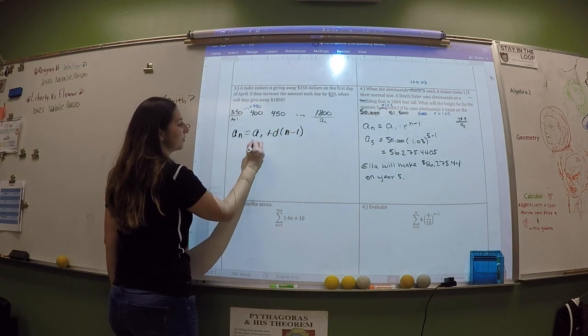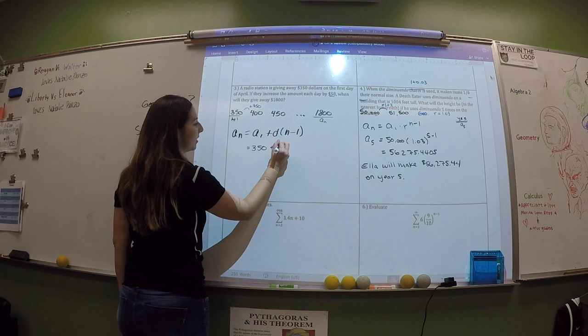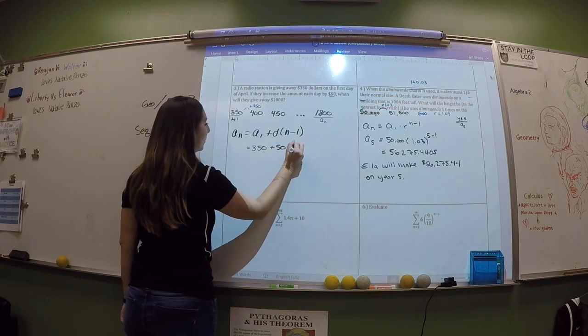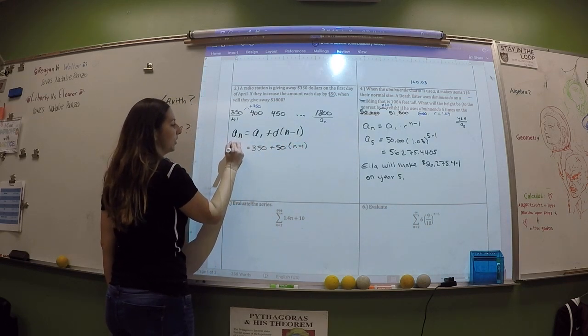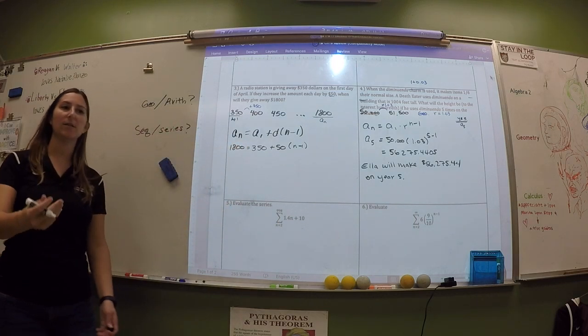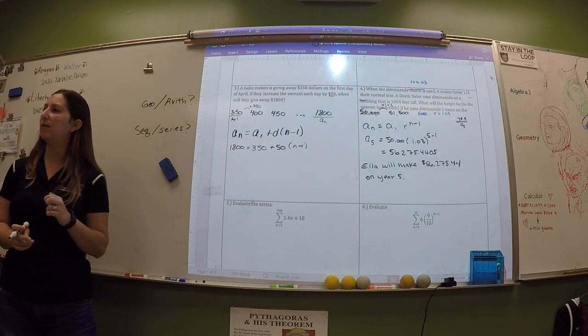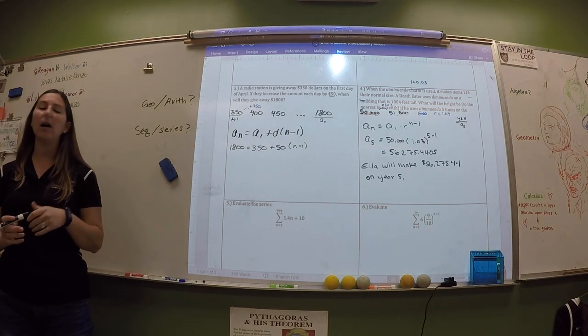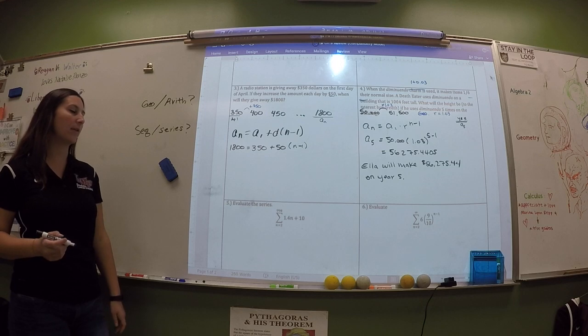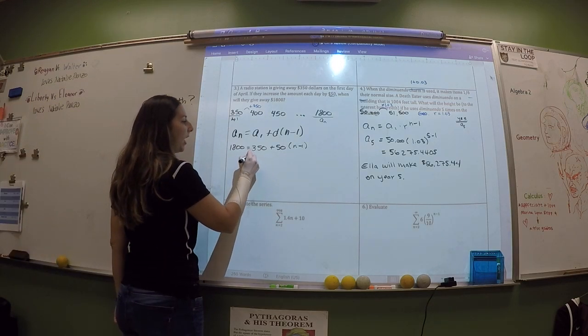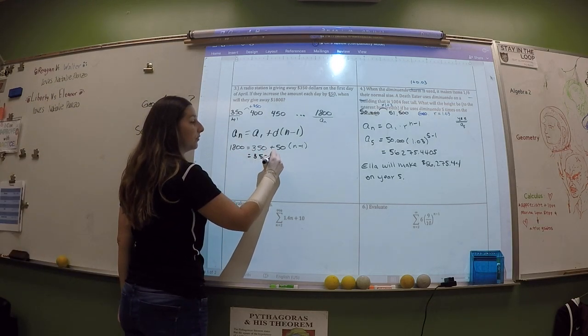I know the first term is 350. I know the difference is positive 50 because it's going up. I don't know n, and I need to put 1,800 here because that's what I'm trying to figure out: what n do I plug in to get 1,800. That's what I'm trying to figure out. And then you're going to solve using a method of your choice. So for me, I think it's easier to distribute for this one.